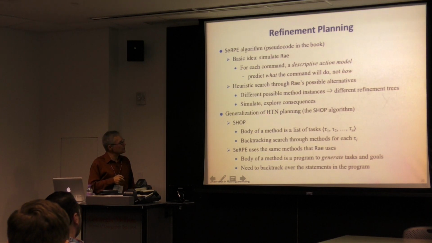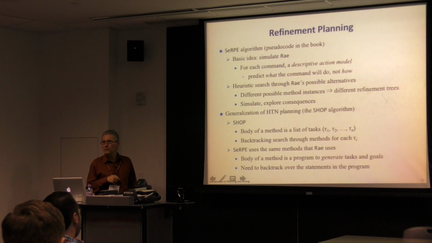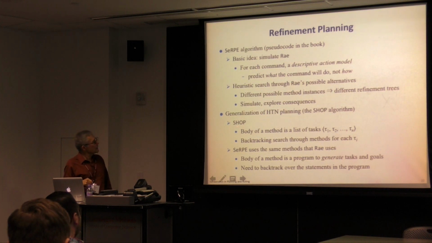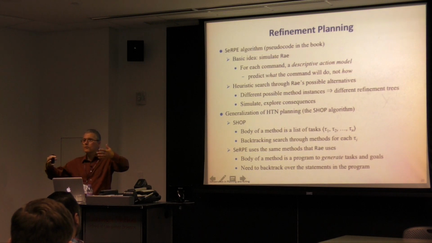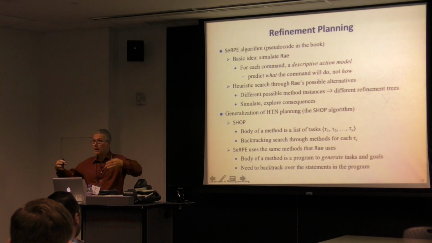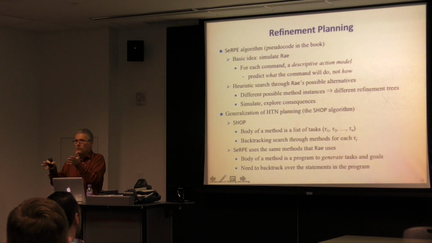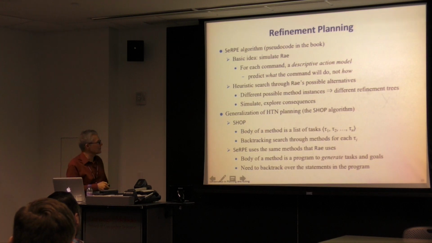This is a generalization of hierarchical task network planning. And there was an algorithm that I and some of my students developed for that a long time ago called SHOP. The way that it is similar, in SHOP, the body of a method was not a program, it was a list of tasks. And you plan for each of those tasks. Okay? And since you know in advance what this list is, you could actually do some reasoning about the tasks if you wanted, and use that to help figure out how to plan things.